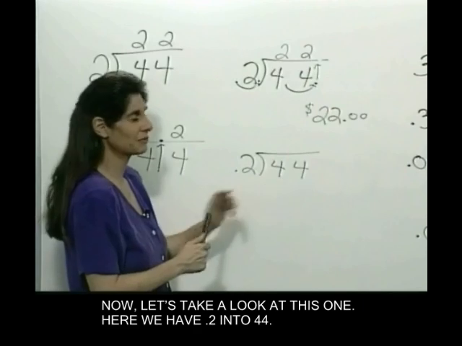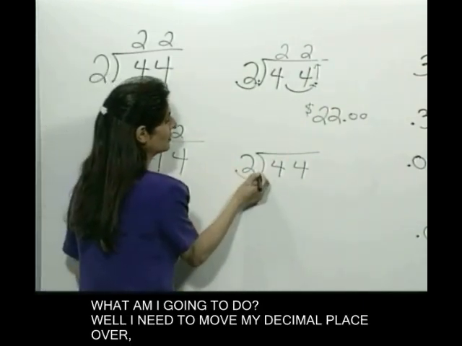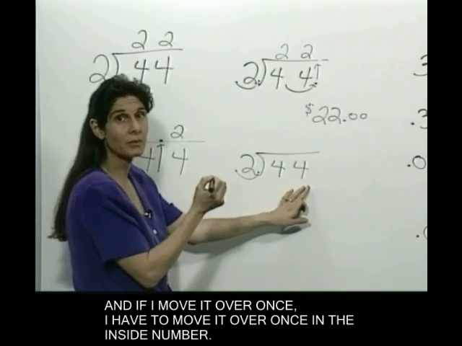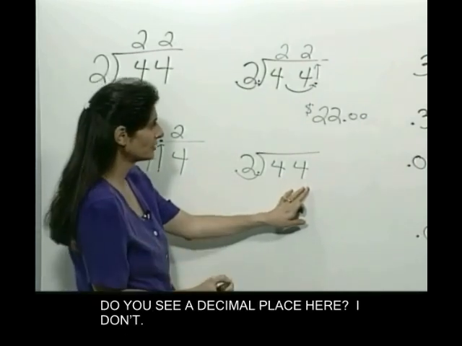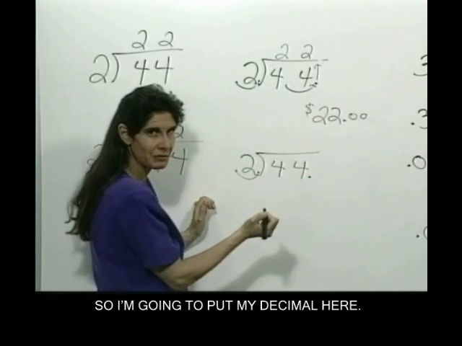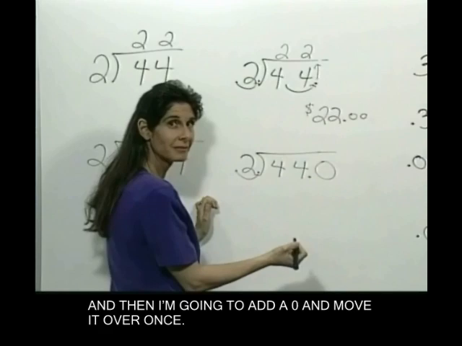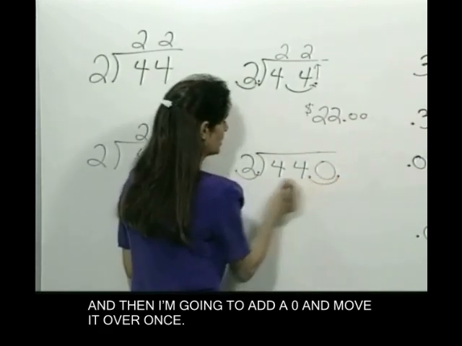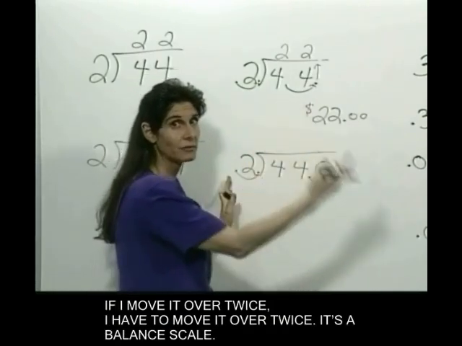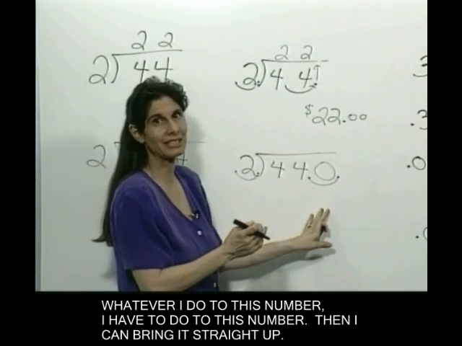Now, let's take a look at this one. Here we have 2 tenths into 44. What am I going to do? Well, I need to move my decimal place over. And if I move it over once, I have to move it over once in the inside number. But do you see a decimal place here? I don't. So I'm going to put my decimal here. If it was $44, that's where it would go. And then I'm going to add a 0 and move it over once. Because if I move it over here once, I need to move it over here once. If I move it over twice, I have to move it over twice. It's like a balance scale. Whatever I do to this number, I have to do to this number.